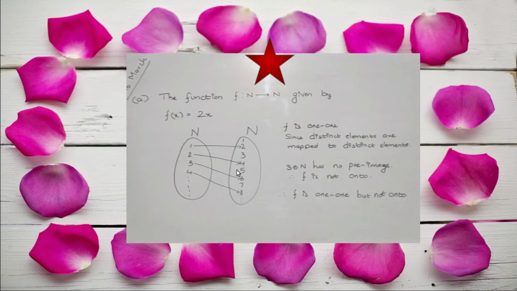Now from this arrow diagram, 1 has no pre-image, 3 has no pre-image. 3 belongs to N, the codomain, and has no pre-image, so f is not onto. So the correct answer is f is one-one but not onto.